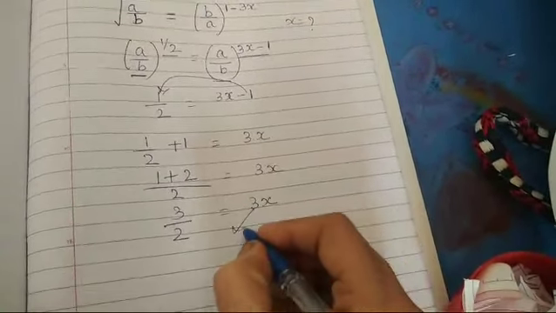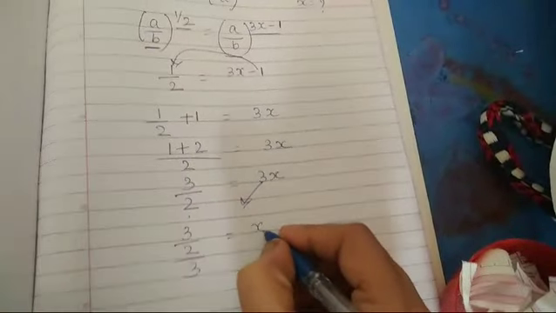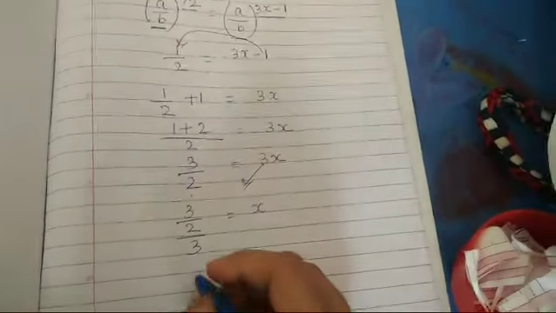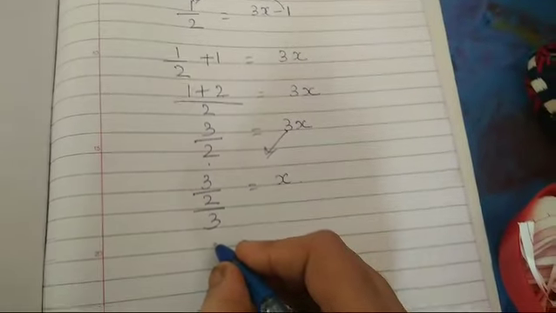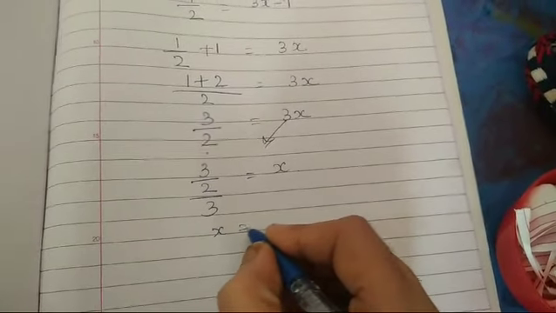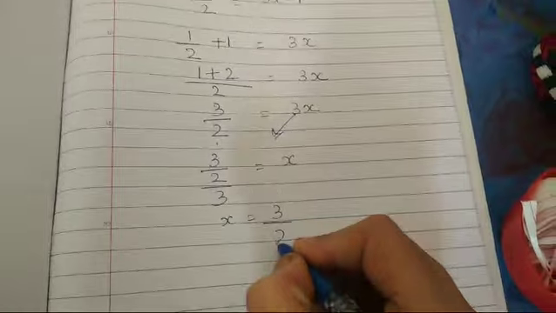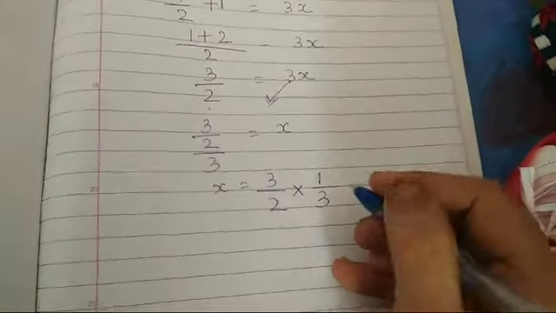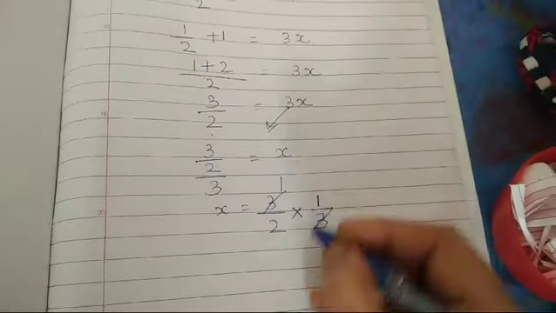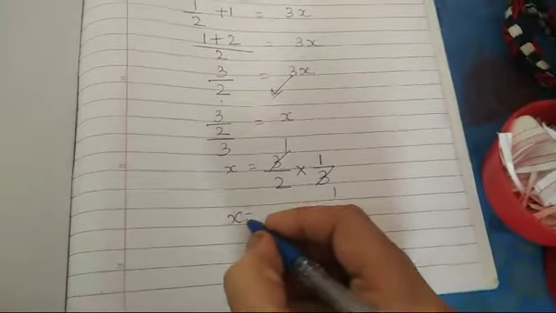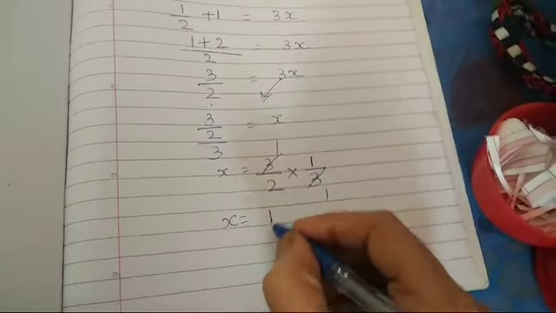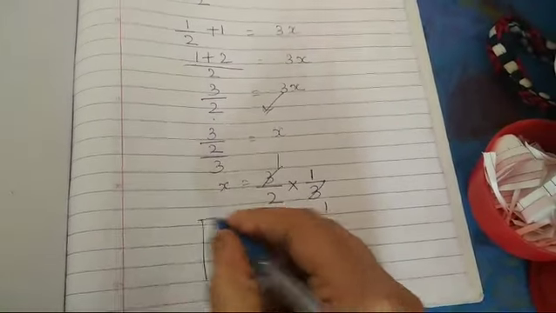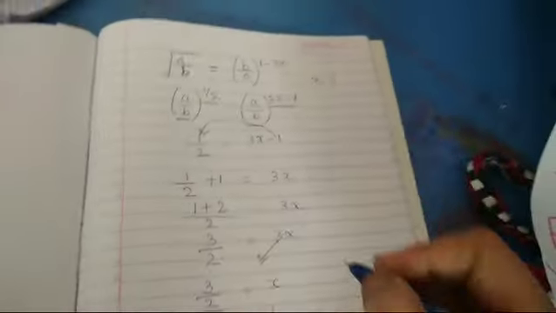I am going to take this 3 here, that is 3 by 2 divided by 3, that is equals to x. And next, I can write it as x is equals to 3 by 2 into 1 by 3. Okay, 3 get cancelled, and the x value is x is equals to 1 by 2. So the value of x is 1 by 2.